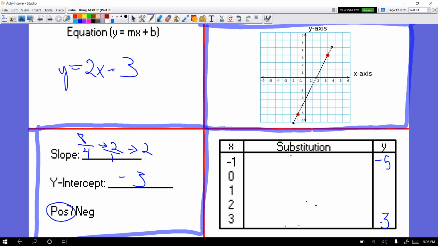And then you have 3, 3. Now you can use this to find your equation if you wanted to. What's it changing by? How do you go from negative 5 to positive 3? Plus 8. Oh my gosh, look at that. Positive 8. And what's this changing by? From negative 1 to positive 3, plus 4.